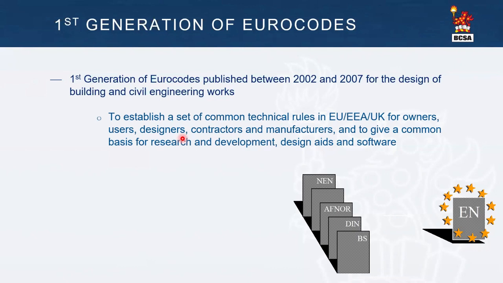The first generation of Eurocodes was published between 2002 and 2007, following the conversion of the ENV standard. It replaces all existing conflicting national standards to establish a set of common rules across Europe. In the UK, and for the design of steel structures in particular, it replaced the old BS 5950, which was finally withdrawn in 2010.